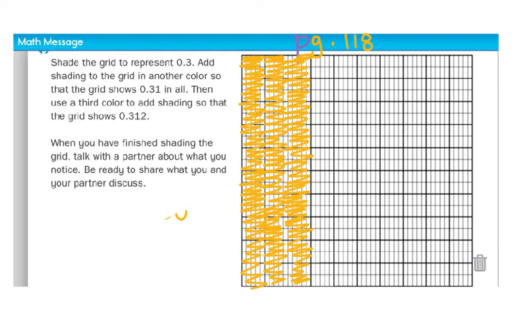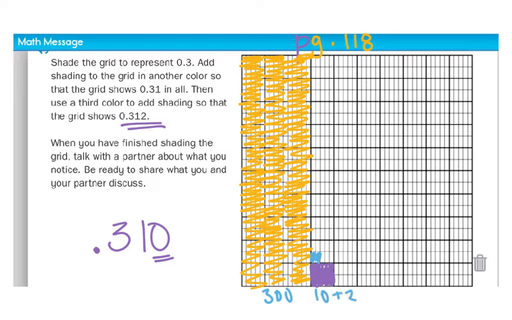Now it says to add shading to the grid in another color so that the grid shows 31/100. Now in order to show 31/100, remember, it would be the same thing as adding a 0 behind it, 310/1000ths. So I'm not just adding 1 more, I'm adding 10 more when I think of it in terms of thousandths. Now, then use a third color to show 312. So I need just 2 more. So this is 300, this is 10 plus 2 more in blue.